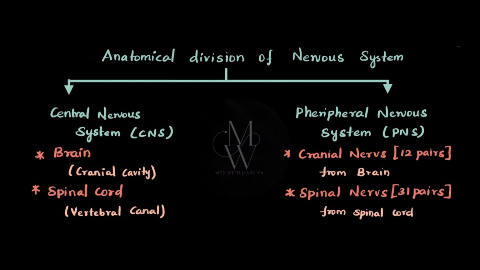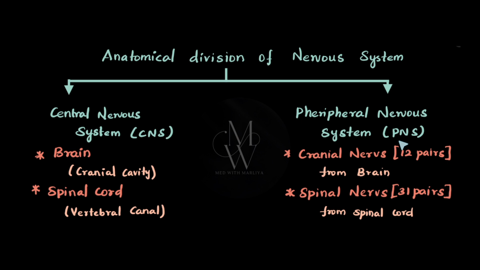Firstly, we are going to discuss the anatomical division of the nervous system. It is divided into central nervous system and peripheral nervous system. In the central nervous system, we have brain and spinal cord. Where is it located? Brain is located in the cranial cavity and spinal cord is located in the vertebral canal.